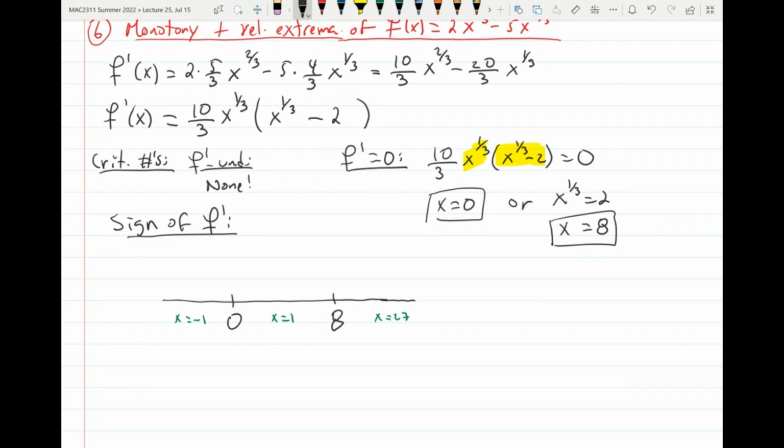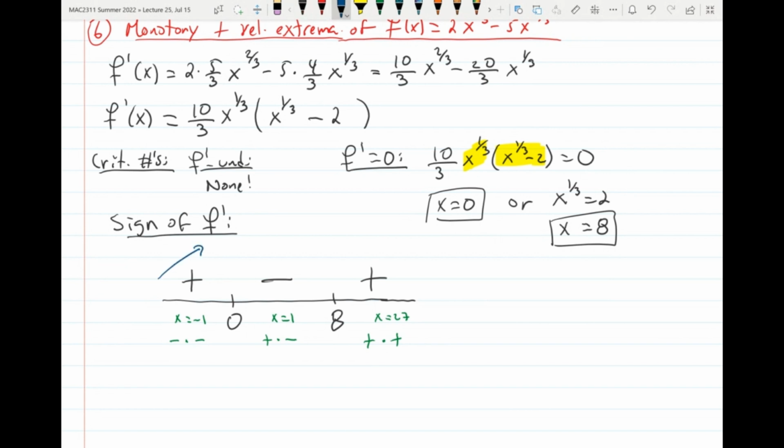So if you plug in -1, we're going to get a negative in the first term times a negative in the second term. So that's a positive. If you plug in 1, I'm looking at the factored version. Okay, if you plug in 1, you're going to get a positive in the first factor times a negative in the second factor. So that's a negative here. And then if you plug in 27, you're going to get 3 there, so that's 10, so that's a positive, and then 3 minus 2 is a positive. So we get a positive here. So remember, this is the first derivative.